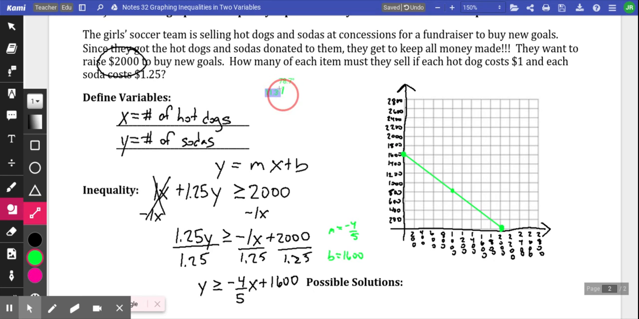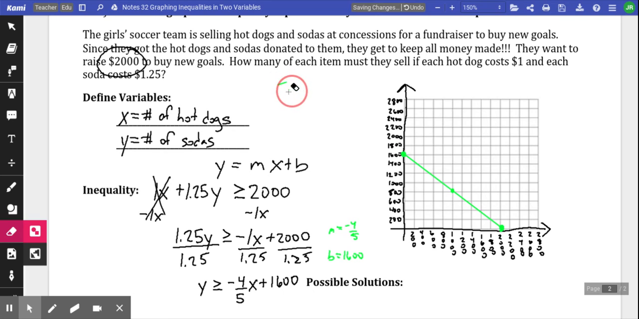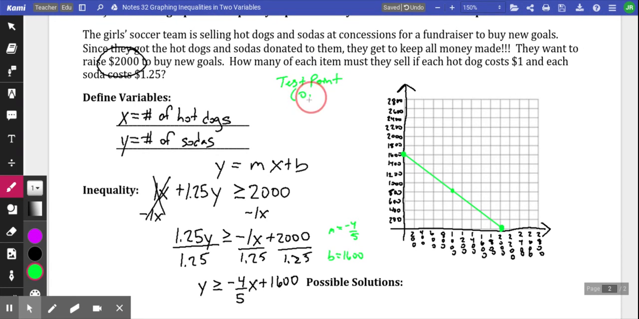That's where you're going to use that test point. That's where you determine which side of the boundary line you are going to shade. So for the test point, I'm going to go ahead and use 0, 0. I think that would be the easiest one. If I plug 0, 0 into my original inequality, that gives me 1 times 0 plus $1.25 times 0. Is that greater than or equal to 2,000? Is that true or false?